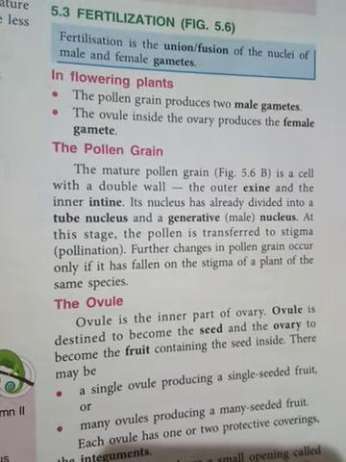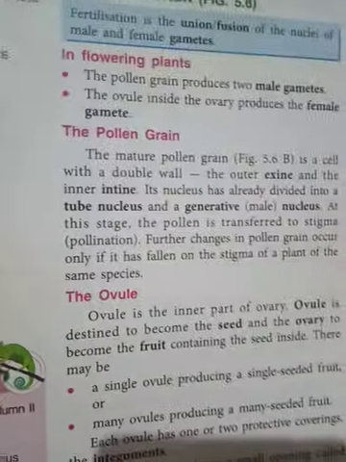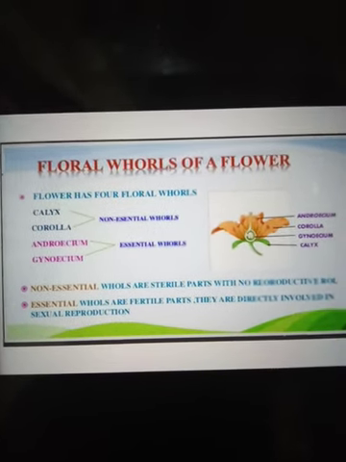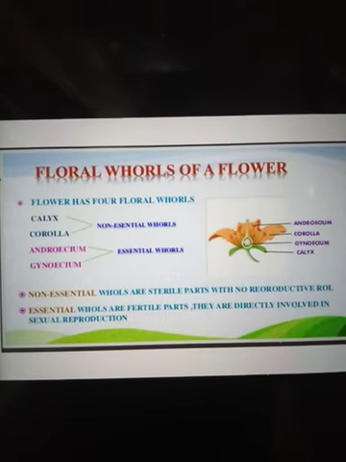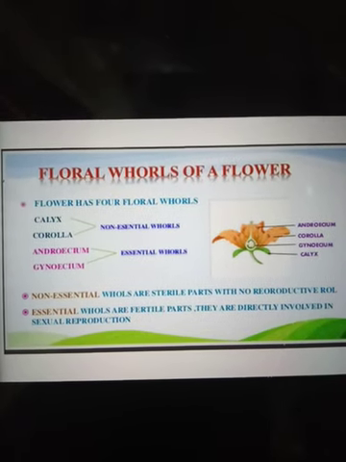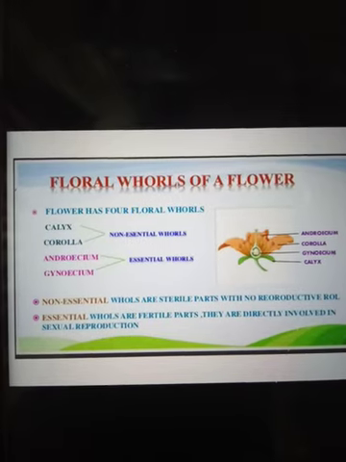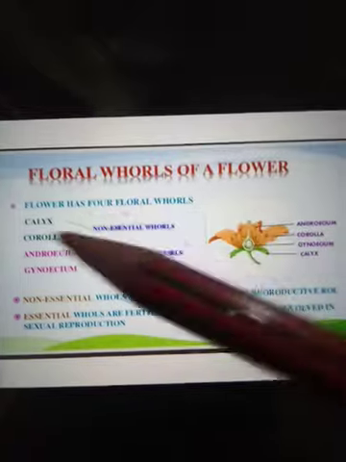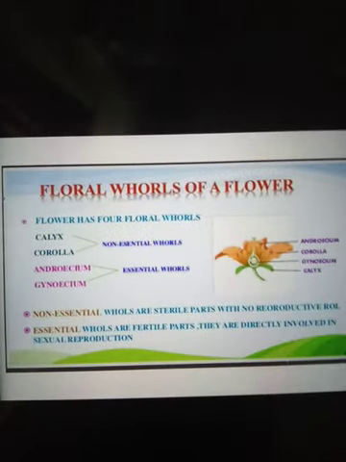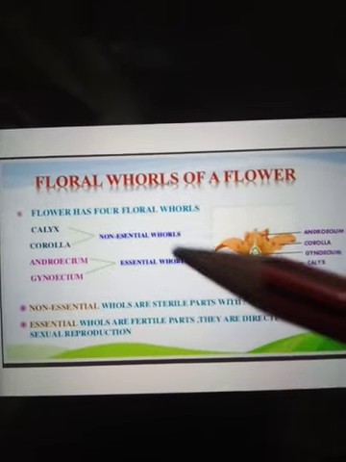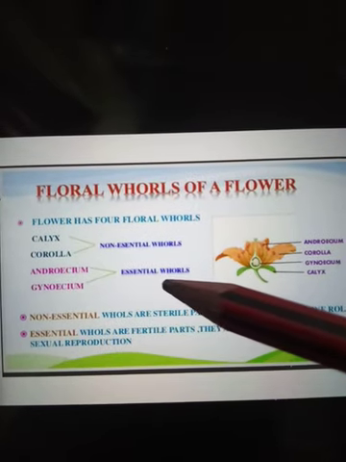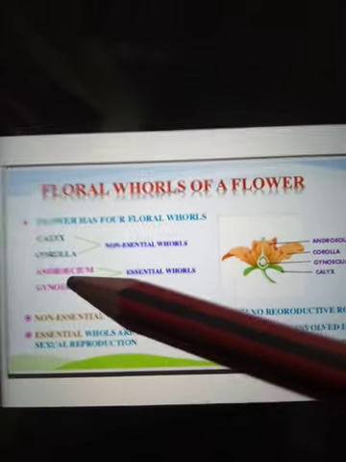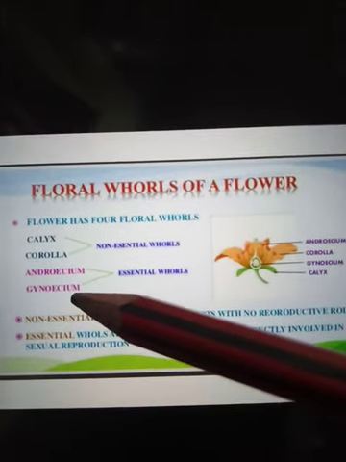I'll just recapitulate all these things. Here you can see the floral whorls of a flower. You know the flower consists of four floral whorls, namely calyx, corolla. Calyx is the collection of sepals, while corolla is the collection of the petals, and these two are non-essential parts of the flower. The main essential whorls of the flowers are androecium and gynoecium. Androecium is the male part, gynoecium is the female part.